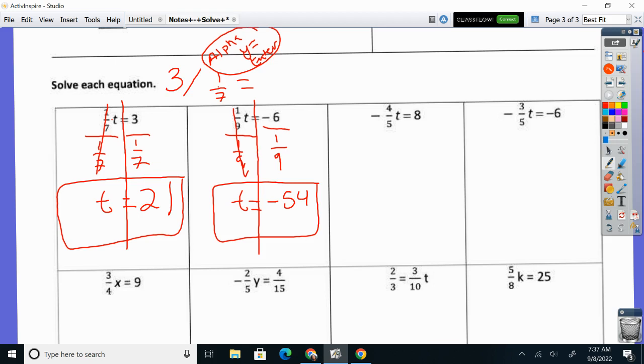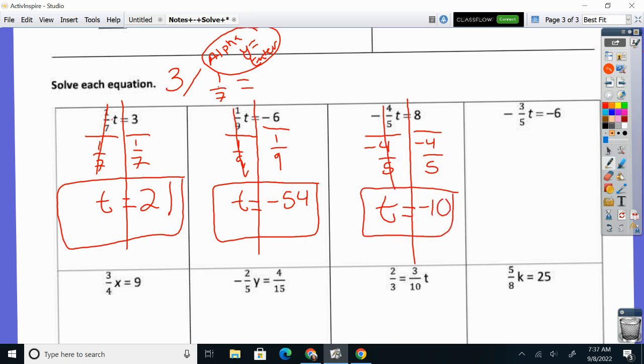Press pause now and do the other problems. All right, so this one you would be dividing by -4/5. So you'll be left with t equals -10.